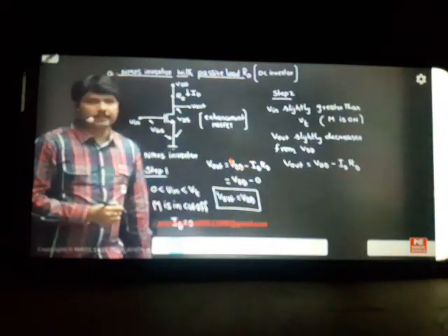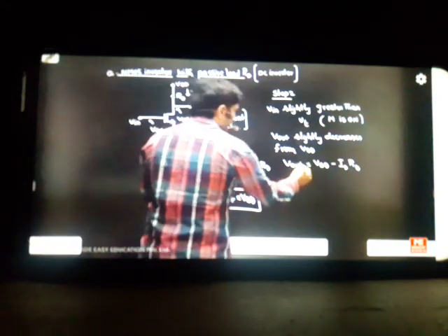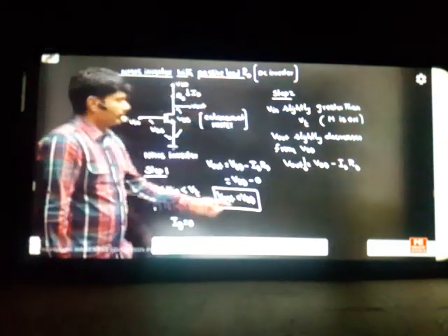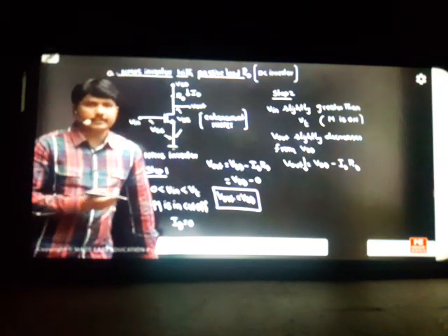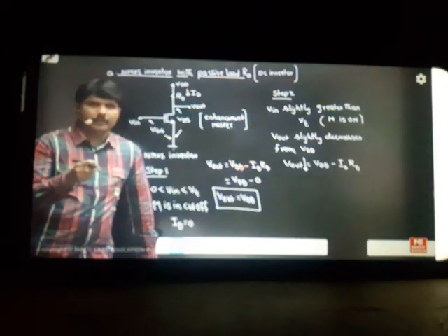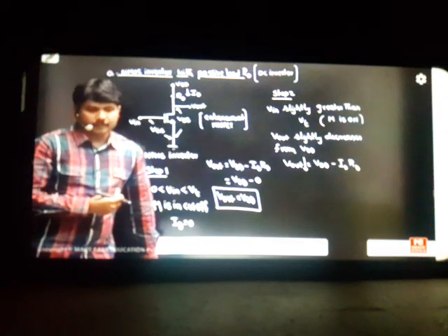So VIN is slightly greater than VT. What happens? Your MOSFET M is on. You can write here, your M, the MOSFET, is now getting on. When M is on, your ID exists. If your ID exists, can I say that this value will slightly decrease from VDD? VDD minus ID RD is V out. So V out is slightly decreasing. Previously V out is VDD, we said, because ID is 0. Now as the MOSFET came on, your V out value is slightly decreasing from VDD. That's a simple point.